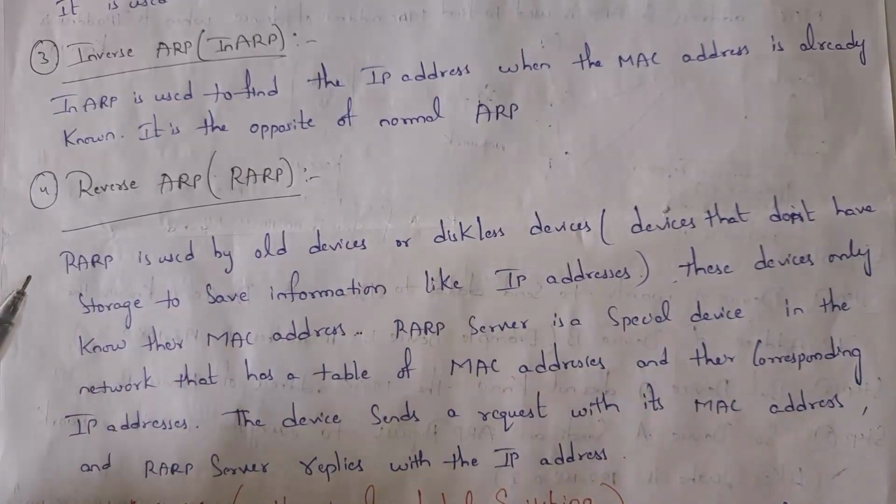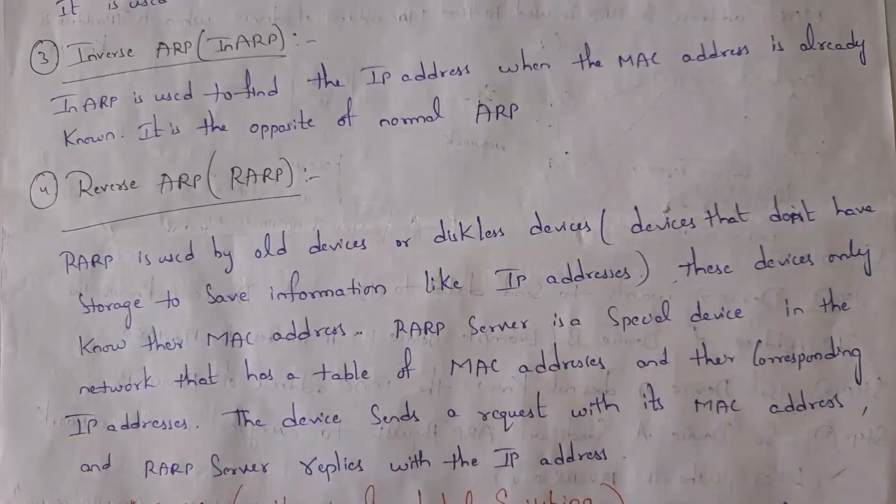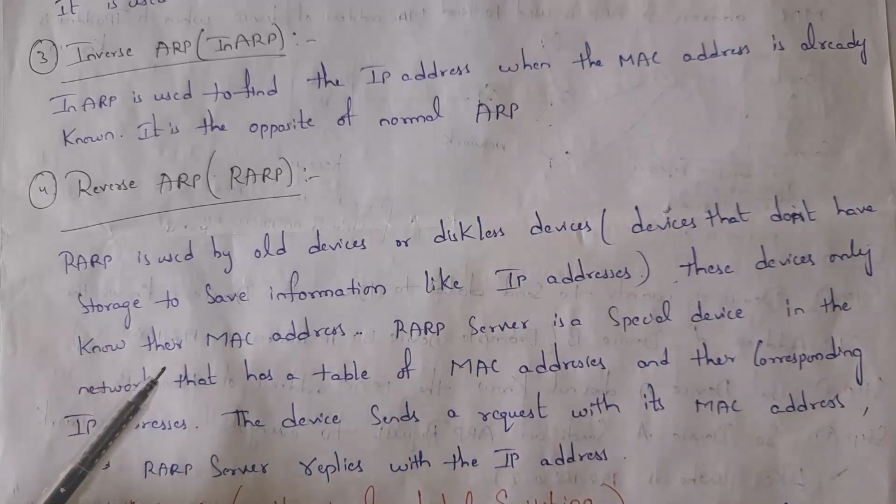And the next ARP is reverse ARP. Shortly we call it RARP. Guys, RARP is used in old devices or diskless devices. That is nothing but devices that don't have any storage in order to save IP addresses. Each device knows only its MAC address. They don't know their IP address.